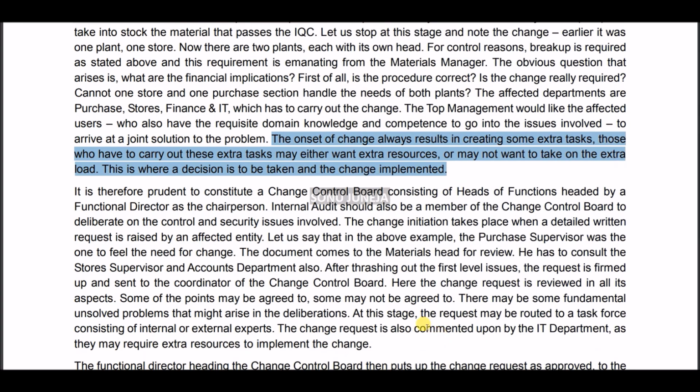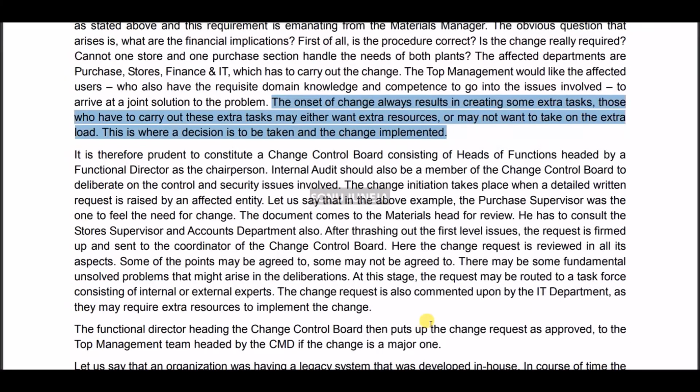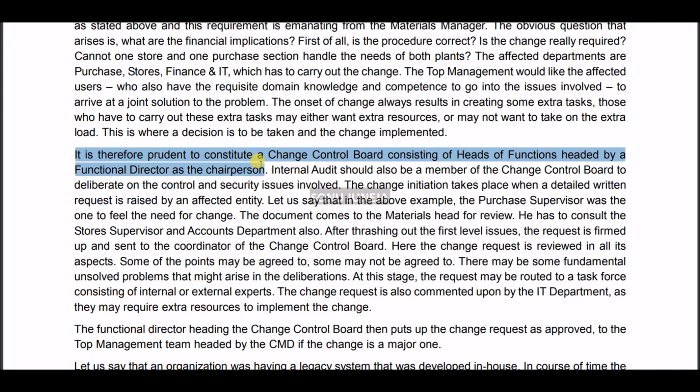It's again a task to be undertaken, and depending upon the experts you have in the organization, they need to look into it and how well they will be functioning. So it is prudent to constitute a change control board consisting of heads of function, headed by a functional director as the chairperson. Internal audit should also be a member of the change control board to deliberate the control and security issues involved.